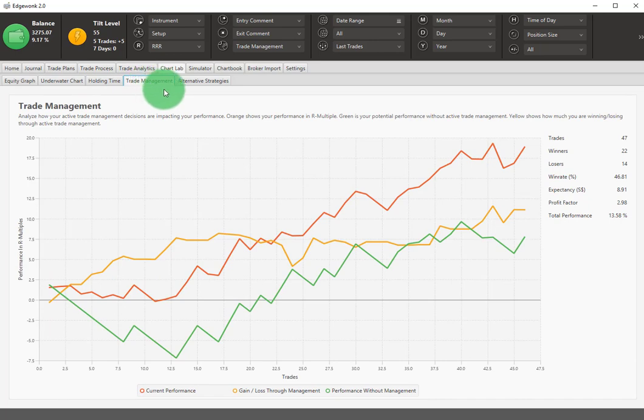When it comes to trade management, the trader is doing very well. You always want to make sure that your orange graph is above the green graph, which means that your actual trading performance is above the theoretical set and forget approach, which would mean that you are mismanaging your trades. In this example, the trader is managing his trades very well. He's making a positive performance when it comes to trade management.